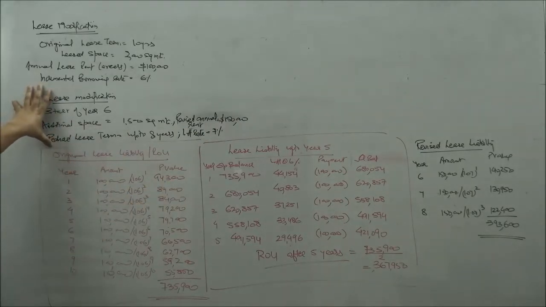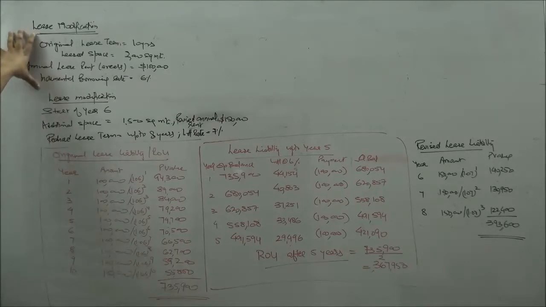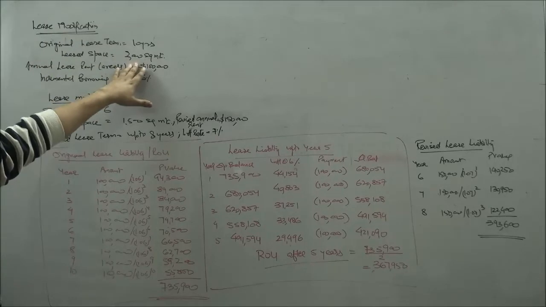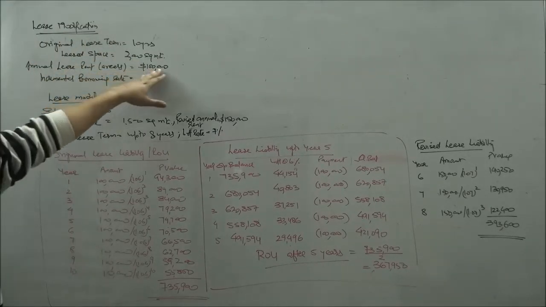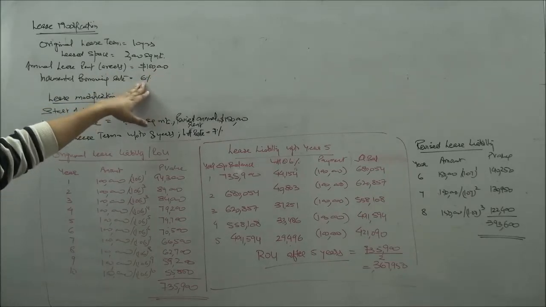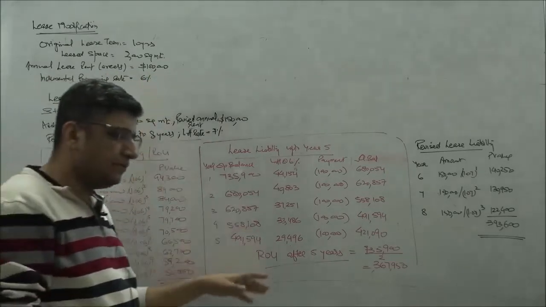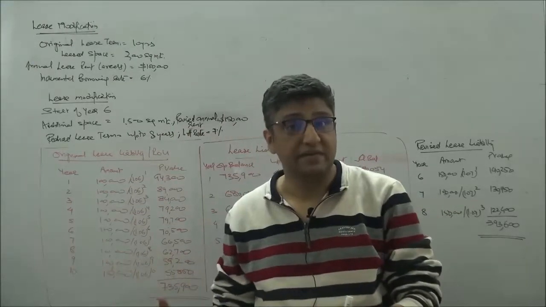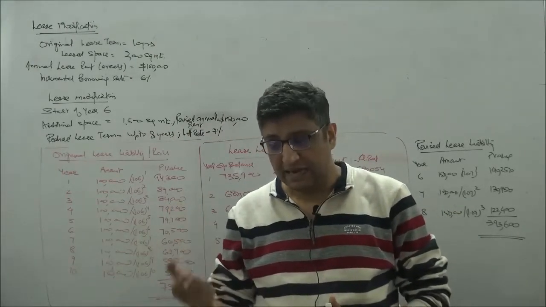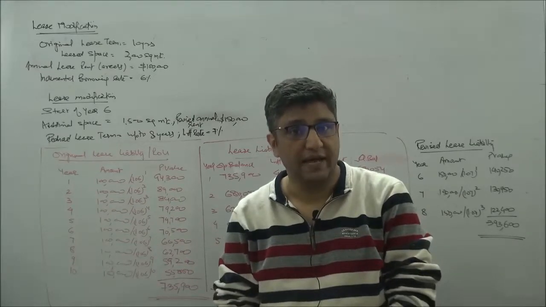We'll come to the modification part in some time. That's where our accounting would begin, of course, in terms of the modification aspect. But if I look at the original terms here, it says the lease term is 10 years. Space is not important for me for some calculations, but it says rental is in arrears of $100,000 with an incremental borrowing rate of 6%. I know that in leasing, I need to calculate my lease liability first, and on the basis of that, my right of use asset is calculated as well.